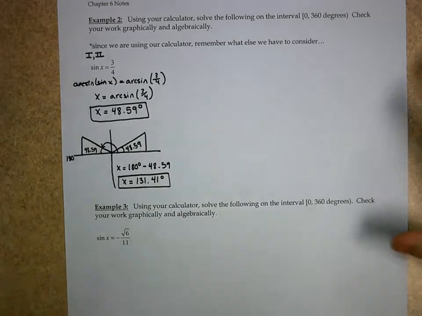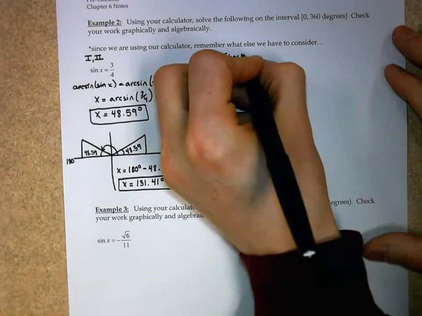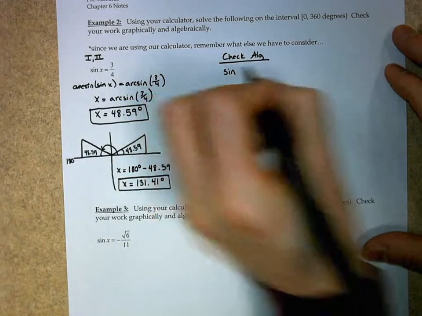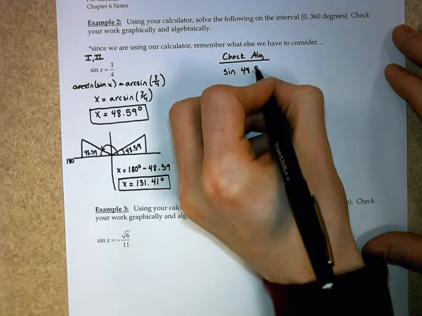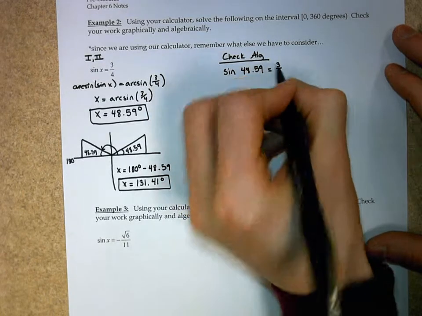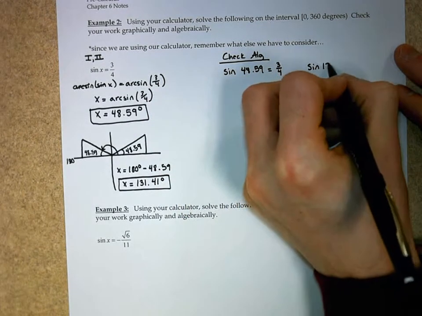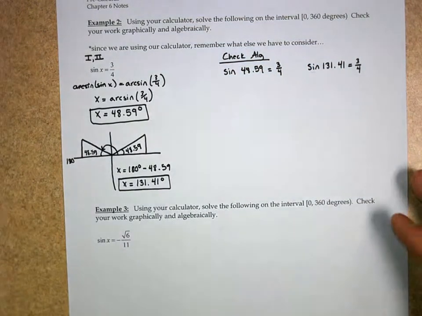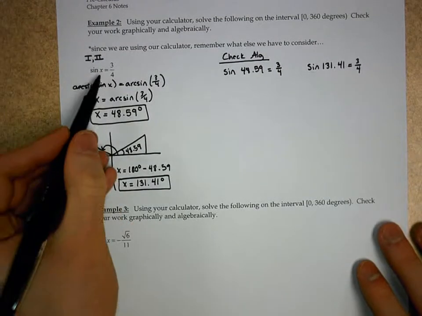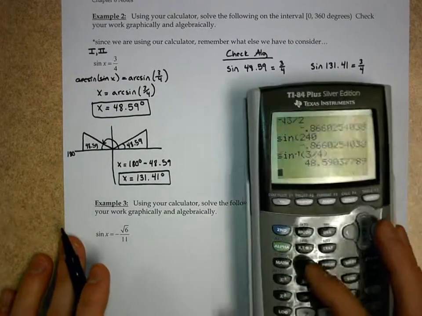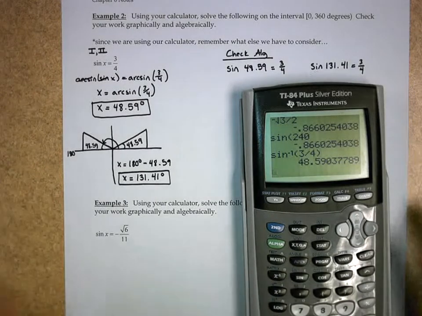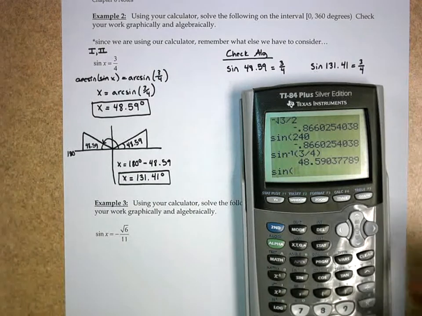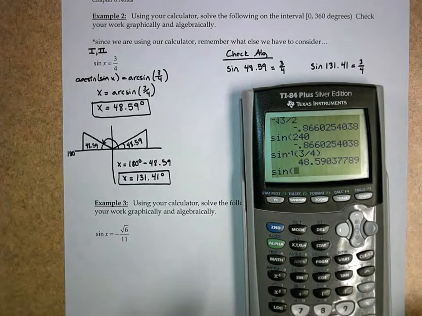Let's confirm that this is accurate. We'll check algebraically. So we are saying the sine of 48.59 is equal to 3/4, and we're saying the sine of 131.41 is equal to 3/4. We're plugging in our x values back into our original, and we're going to check. Now we know 3/4 is 0.75. Are we close to that? And we won't have the exact number because we rounded to 48.59 there.